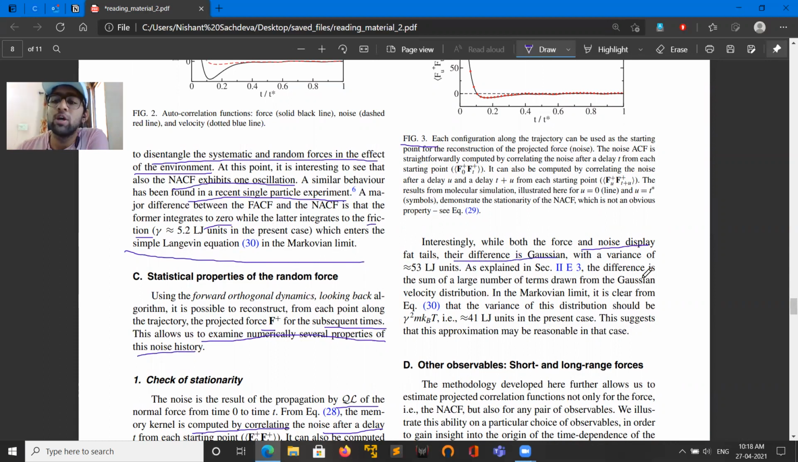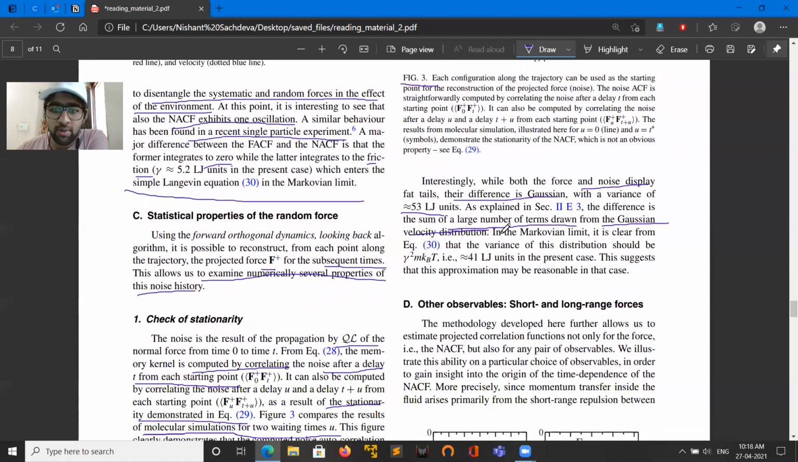Note that the variance is about 53 Lennard-Jones units. As explained in section 2E3, the difference is the sum of a large number of terms drawn from the Gaussian velocity distribution. In the Markovian limit, it is clear from equation 30 that the variance of this distribution should be gamma squared m kBT, that is 41 Lennard-Jones units in the present case. This suggests that this approximation may be reasonable in that case. So it's reasonable. We have a nice value.